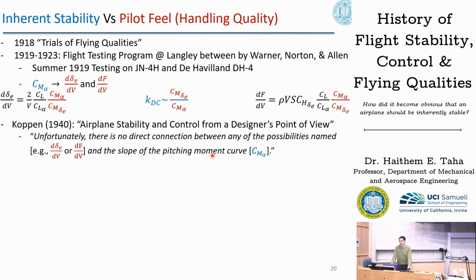Unfortunately, there is no direct connection between any of the possibilities named, these slopes that we have been talking about, elevator or stick force. There's no connection between them and the slope of the pitching moment curve, CM alpha. I mean, you say, oh, how is that? We see here clearly that this slope is proportional to CM alpha, the same for the elevator deflection slope. What is he talking about?